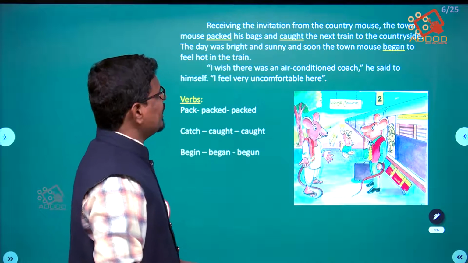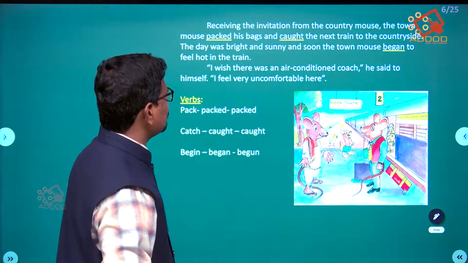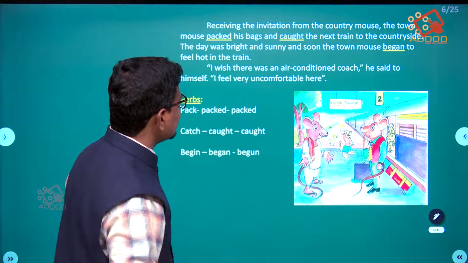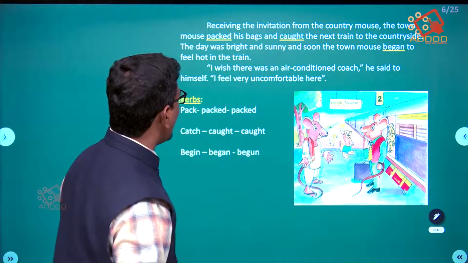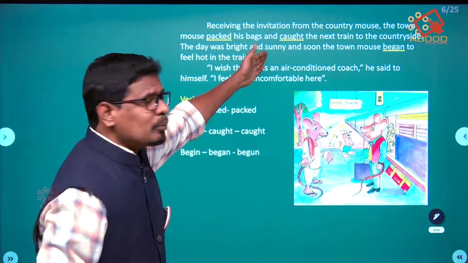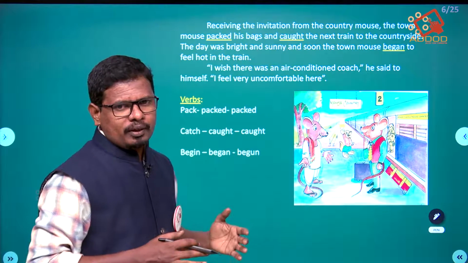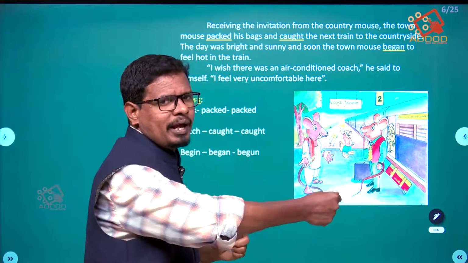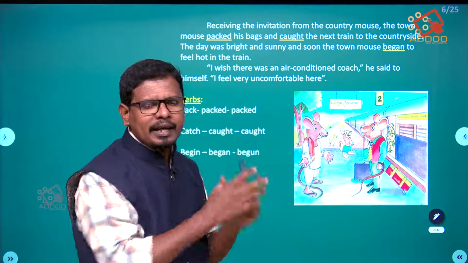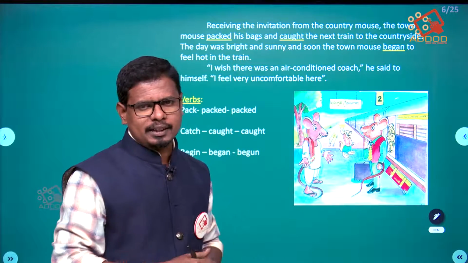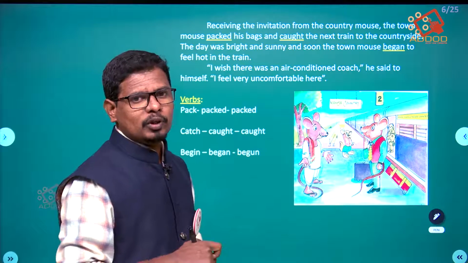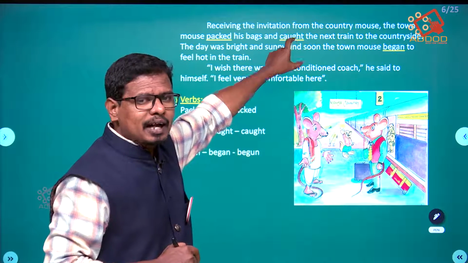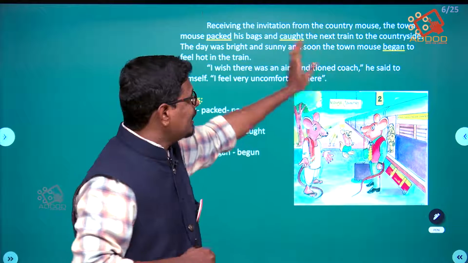Receiving the invitation from the country mouse, the town mouse packed his bag and caught the next train to the countryside. The day was bright and sunny. Soon the town mouse began to feel hot in the train. So there was approval from the country mouse. As soon as the letter was received, it immediately gave a reply: my dear cousin, you can come to the countryside anytime. You are always welcome. Immediately the town mouse packed his bags, took the next train, and moved.